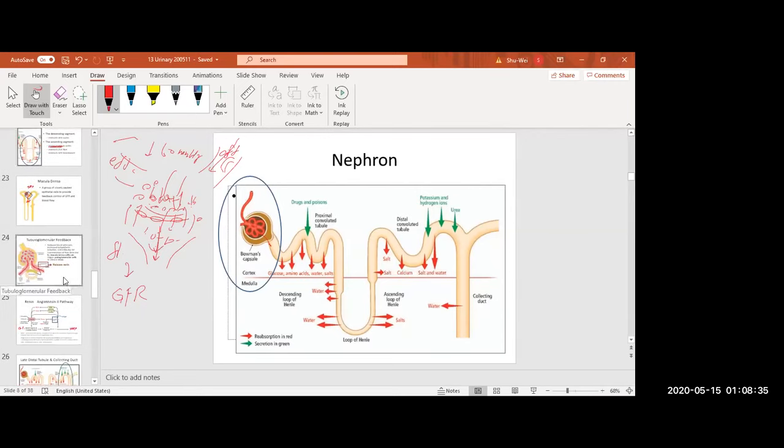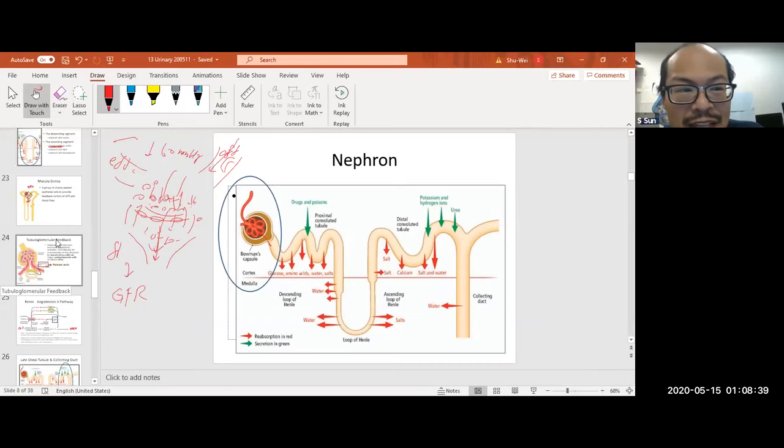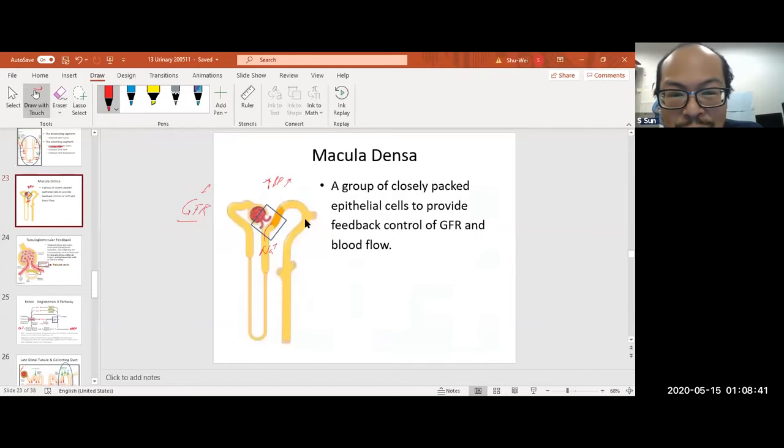And that's before it gets to the distal convoluted tubule? That's right. That's before that. So it's right here. Before it goes to the distal, it detects it and sends the signal back, it increases the pressure, so everything hopefully will regain back to normal.